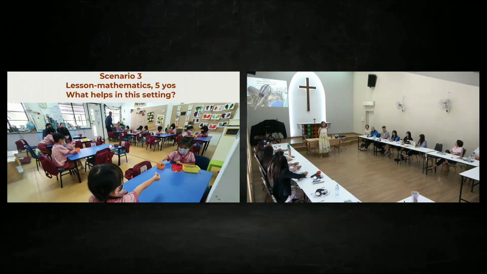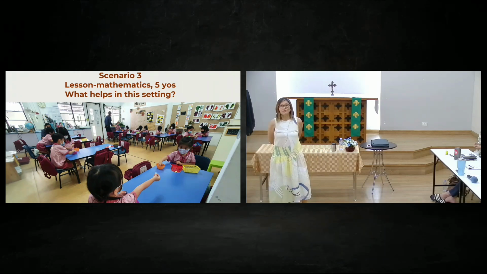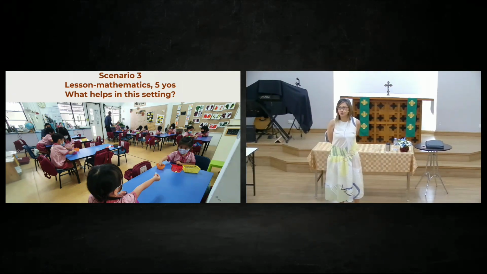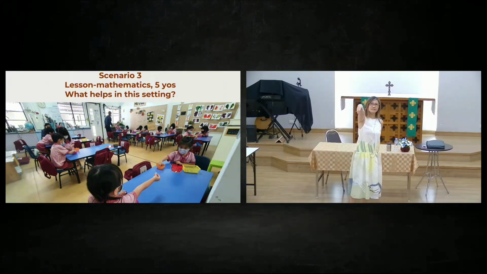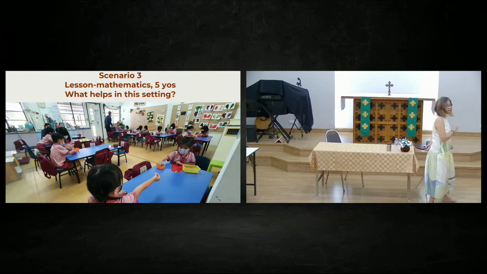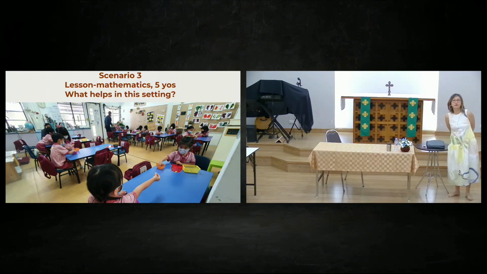Okay, mathematics lesson, mathematics 5 year olds. What helps in this setting? This is a half class. Usually our classes are 30 children, but this is a half class. The teacher is alone with the children. I think there's an assistant. And then what do you see in the setting that you think will help? They need to do pair work.